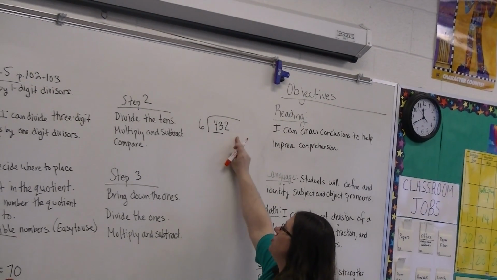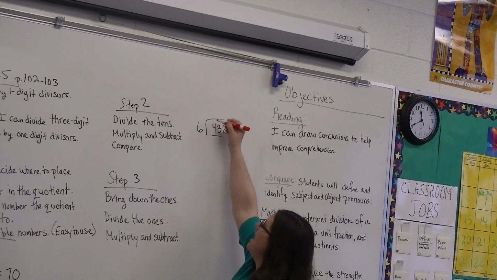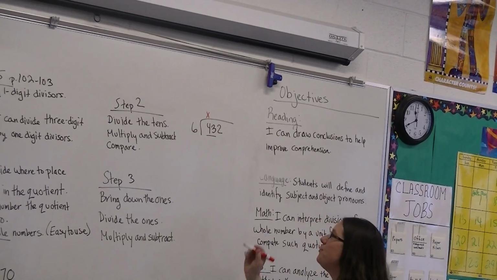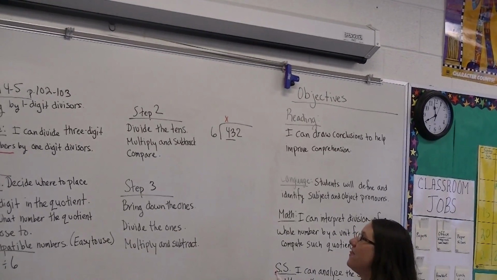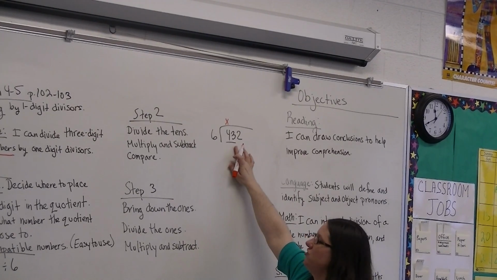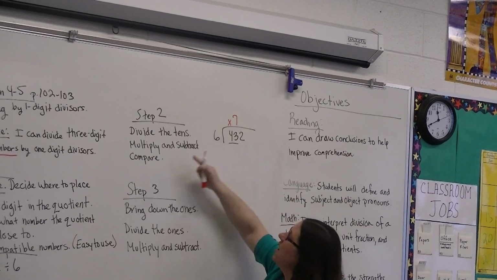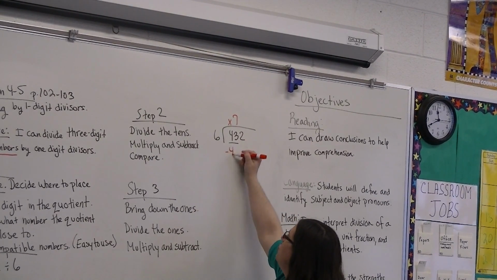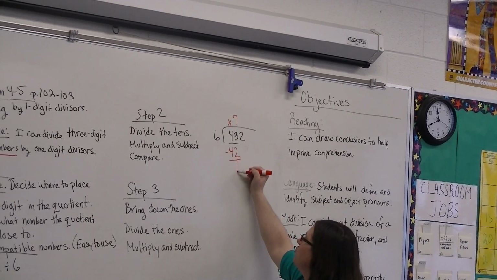So we have 432 divided by 6. Again, I underline the 43 because we cannot do 4 divided by 6. In 5th grade, you either put an X there or put a 0 there to hold your place value. Nothing goes in there. But then what is 43 divided by 6, which is 7? Our second part of step 2, multiply. 7 times 6 is 42, and then we need to subtract that. So 43 minus 42 is 1.